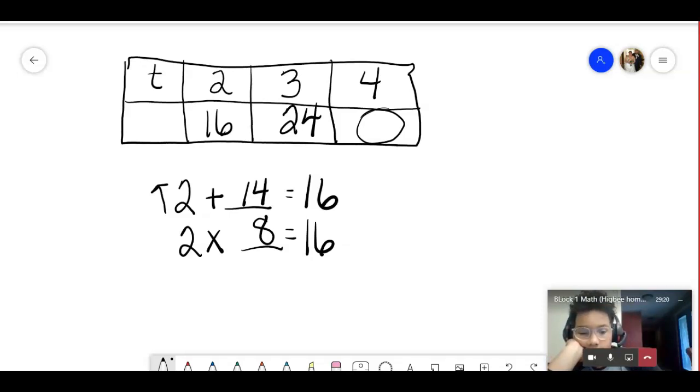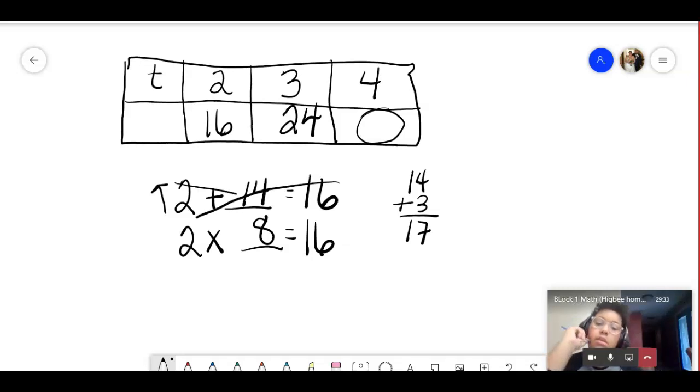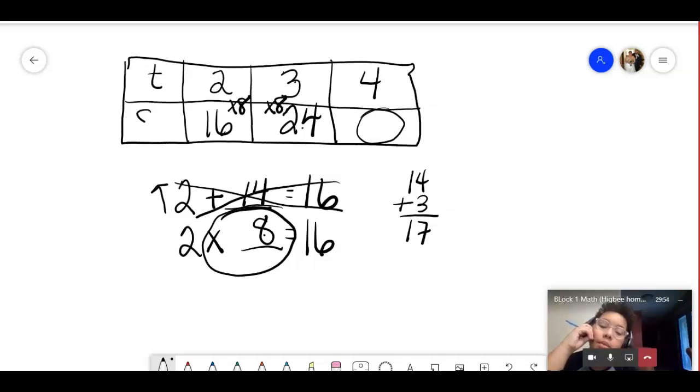So I need to look here. If I have 3, is 3 plus 14 24? It's 17. So that doesn't work. So this is not the rule. Is 3 times 8 24? Yes. So I'm saying times 8 is the rule because this works here and this works here. So the rule is 8t. Remember, 8t like that means 8 times t. So the missing value is 32.